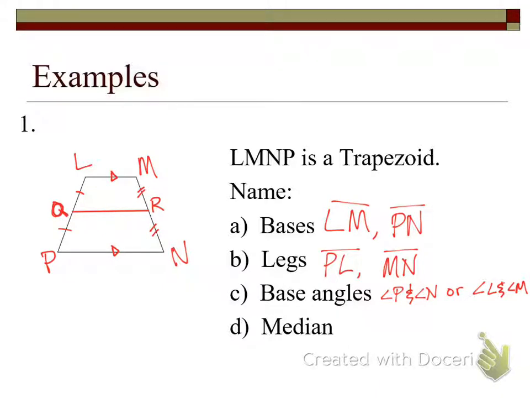What is our median? QR. So QR is the median. I knew that it was the median because I marked the pieces of my legs congruent to each other. So I knew that Q and R were both midpoints. Oop, should be segment QR. There we go. Questions, concerns, need more time with example 1? Should be pretty straightforward, I hope.